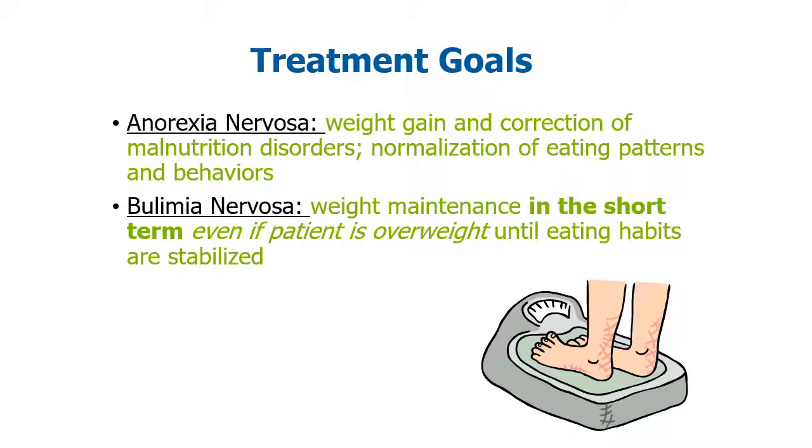So in anorexia, you're correcting their weight, fixing their nutritional deficits, and you're going to normalize their eating patterns. When it comes to bulimia, you're not caring so much about their weight in the short term. Even if they're overweight, you're going to leave them as is, but you are going to correct those eating habits initially, and then later down the road, you can worry about their weight.